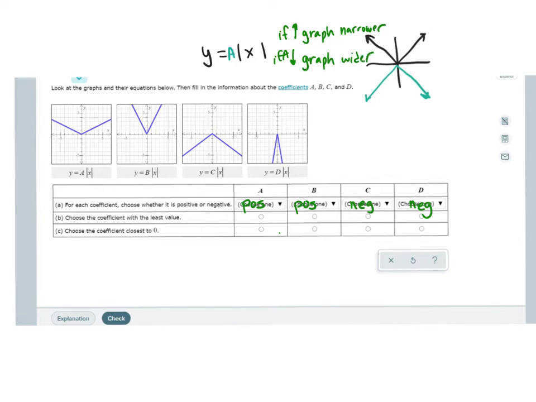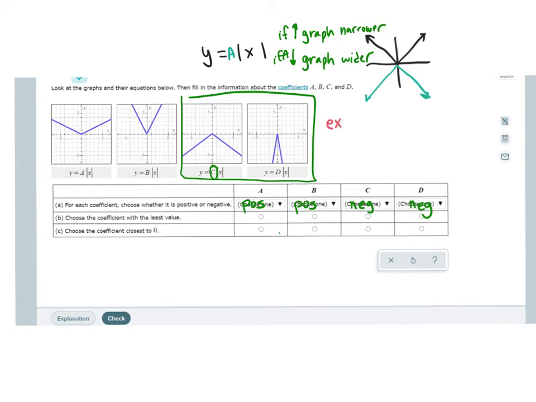So if I'm looking for the smallest coefficient, the smallest value, I know it has to be either C or D. The reason I know that is that they are both negative and the other two are positive. So the one with the smallest value obviously has to be one of the negative values. Now I want to figure out which one is a bigger negative number. Well, we said if the number in front gets bigger, it becomes narrower. So if you look at which graph is narrower, I would say D is narrower than C. So D is going to have a bigger negative value than C does.